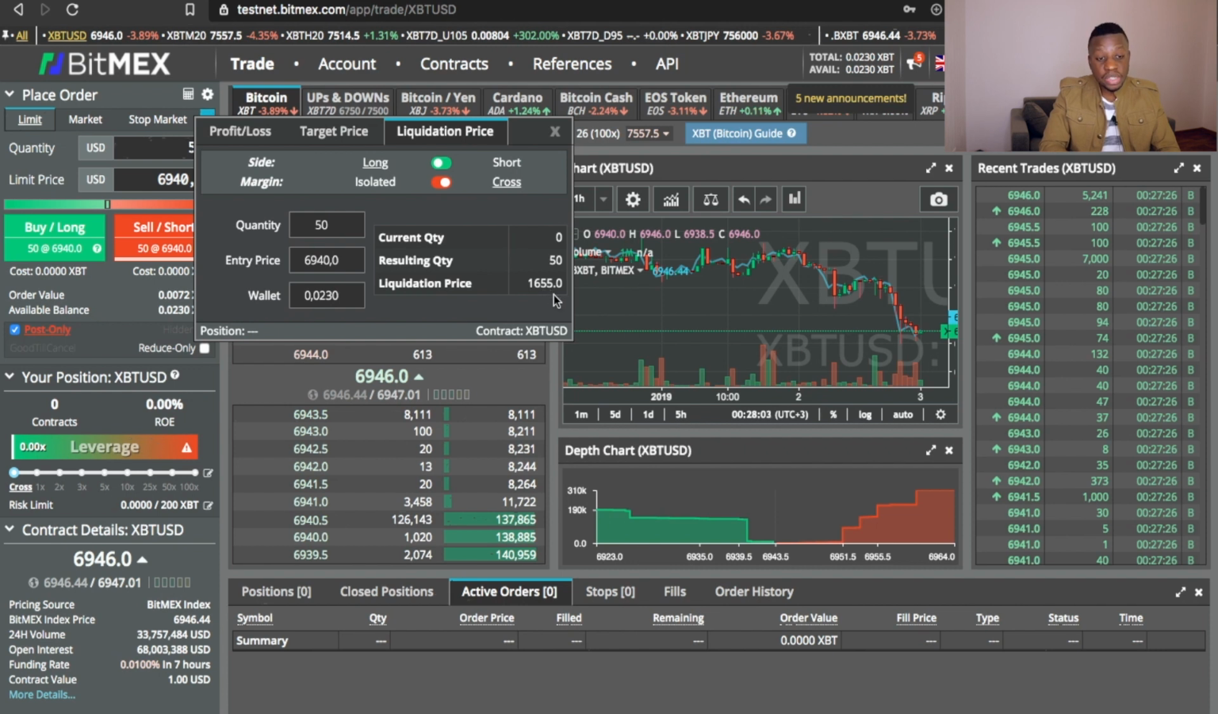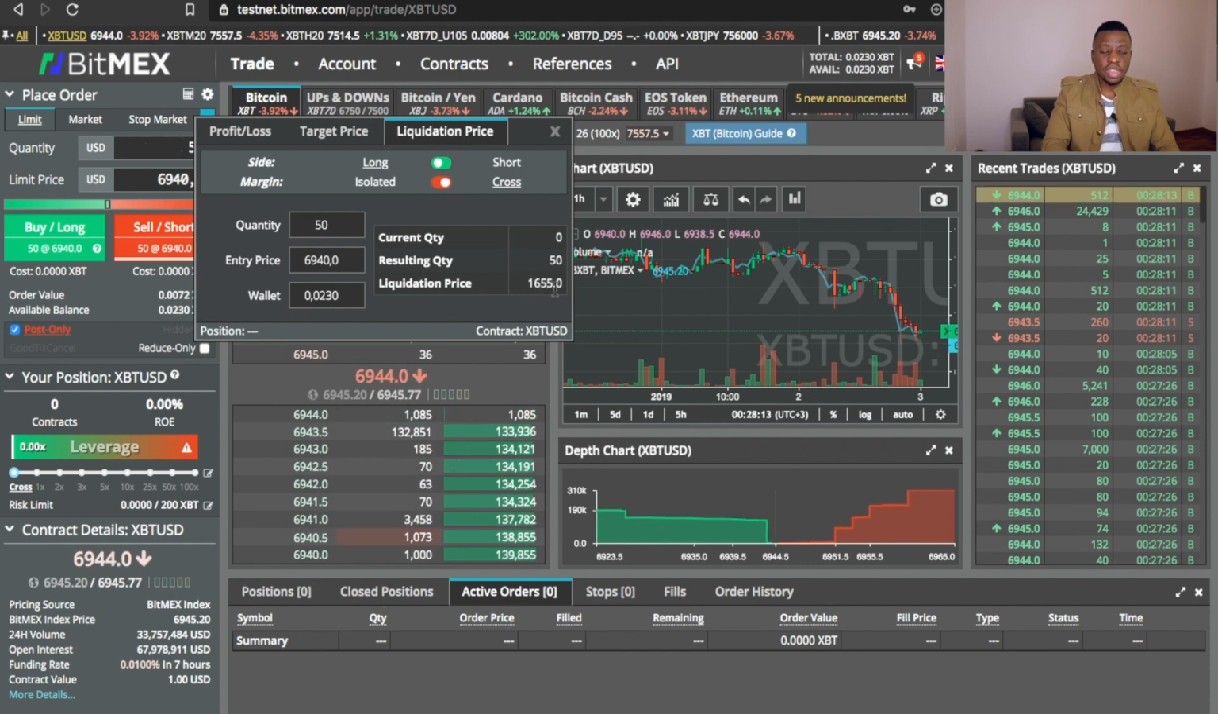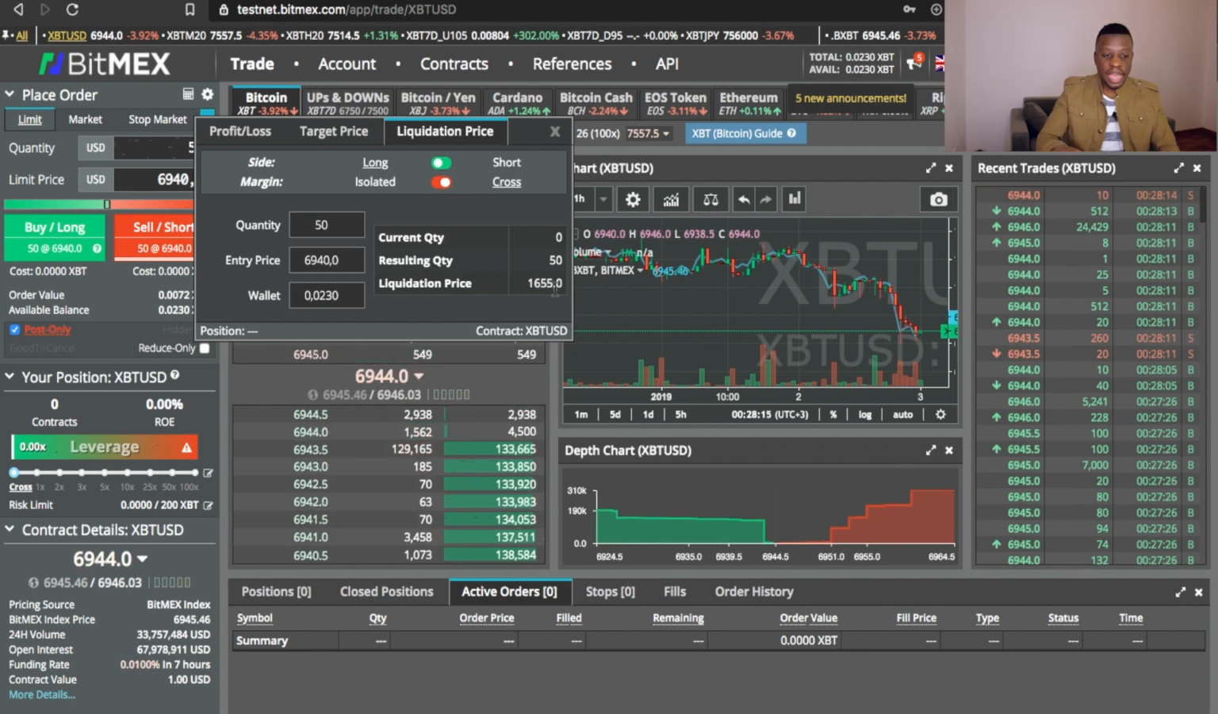1,655 US dollars. So if you take a look at the current price, which is about 6,944, and my liquidation price, which is about 1,655, there's a very huge discrepancy, and the liquidation price is very, very far.